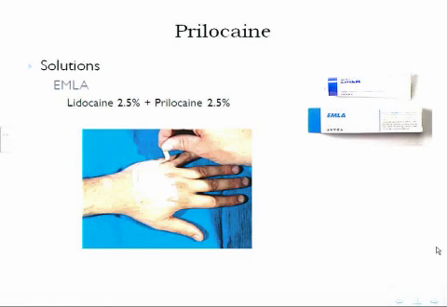Prilocaine is a part of EMLA cream, and the way EMLA is applied is you put it on the skin, and then you put a Tegaderm over it. It works very well. EMLA is a combination of lidocaine and prilocaine. Each is a 2.5% solution. Sometimes EMLA comes in 5% solutions, which means it's 5% lidocaine and 5% prilocaine.